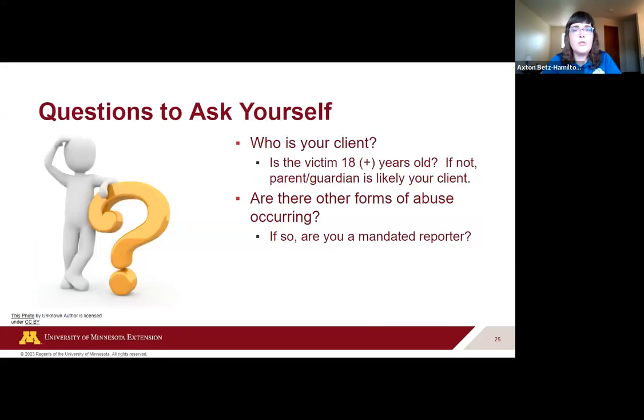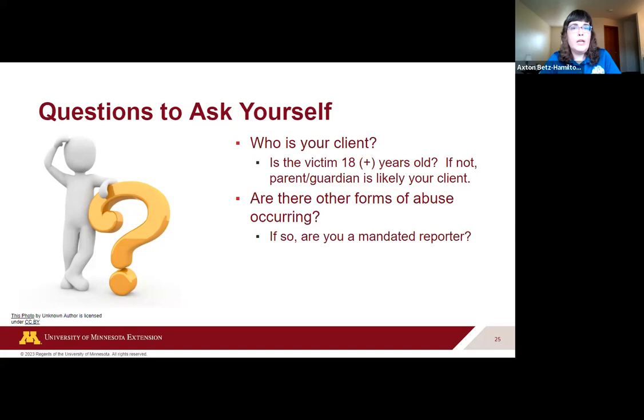So questions to ask yourself as a professional. First, who is your client? Is the victim 18 years old or older? If not, the parent or guardian is likely your client. Are there other forms of abuse co-occurring? And if so, are you a mandated reporter?